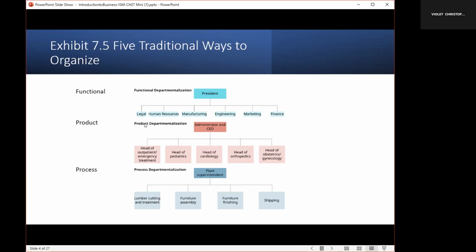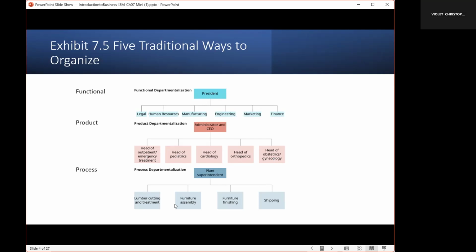One is by function. Functions includes things like legal, human resources, manufacturing, engineering, marketing, and finance. You can also organize a company by the product you're selling. In that case, you would have emergency treatment, pediatrics, cardiology, orthopedics, and gynecology.